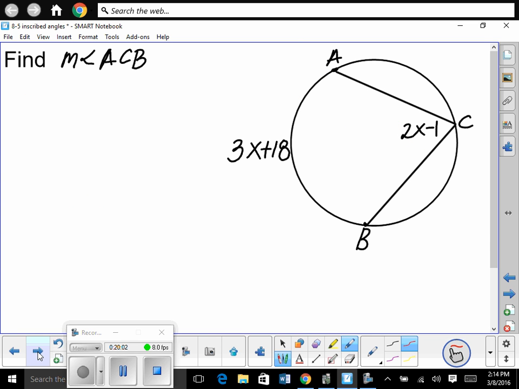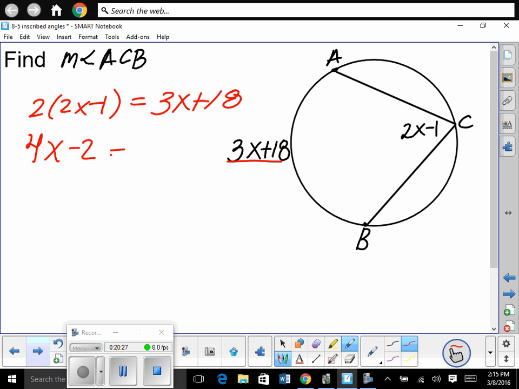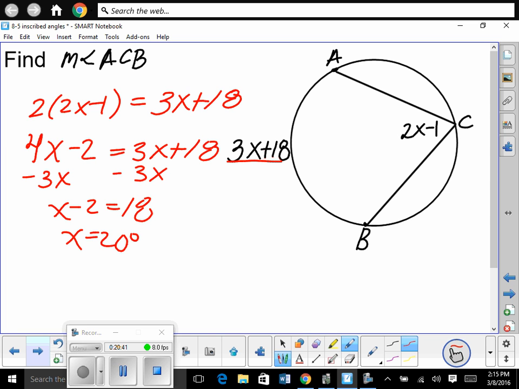Okay, a couple more. With this one, we've got to set up a true statement. First of all, this times 2 will be equal to this, right? Isn't that true? So 2 times 2x minus 1, 2 times an inscribed angle, is equal to its intercepted arc. Or we could have done this divided by 2 equals this. Either way, same thing. So we have 4x minus 2 is equal to 3x plus 18. We subtract 3x from both sides, so x minus 2 is equal to 18. Add 2, x is equal to 20. Now it says find the measure of angle ACB. That's that angle, isn't it? So we plug in 20: 2 times 20 minus 1, 39 degrees.